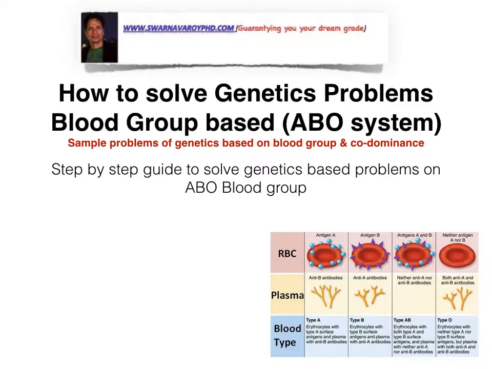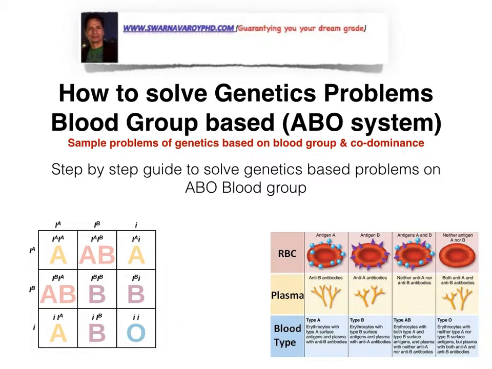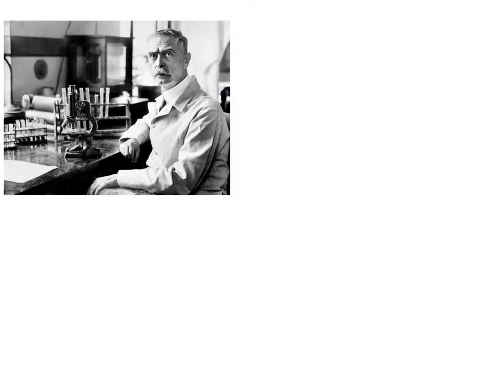Now I'll briefly talk about the ABO system so that you understand what ABO systems are, what are alleles, and then I'm going to directly jump into the Punnett Square, how to make a Punnett Square, and how to solve these genetics-based problems. Now we have the father of the ABO system, Carl Landsteiner. He discovered the ABO system.